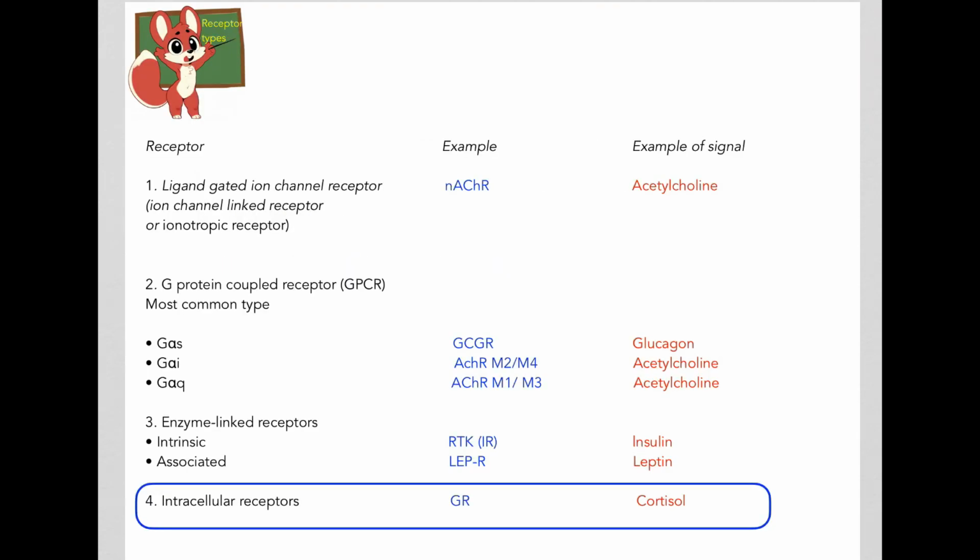So hopefully this discussion gives you a good idea about enzyme-linked receptors. In the next video, we shall talk about the intracellular receptors.